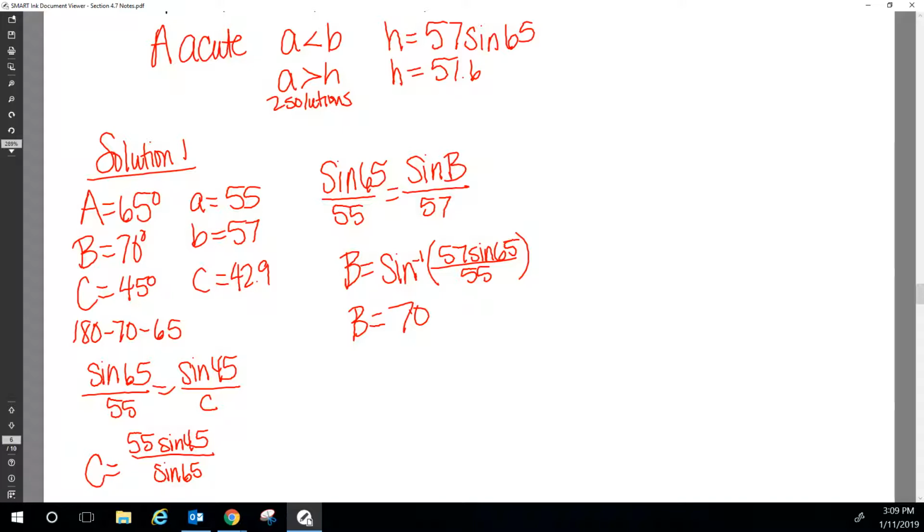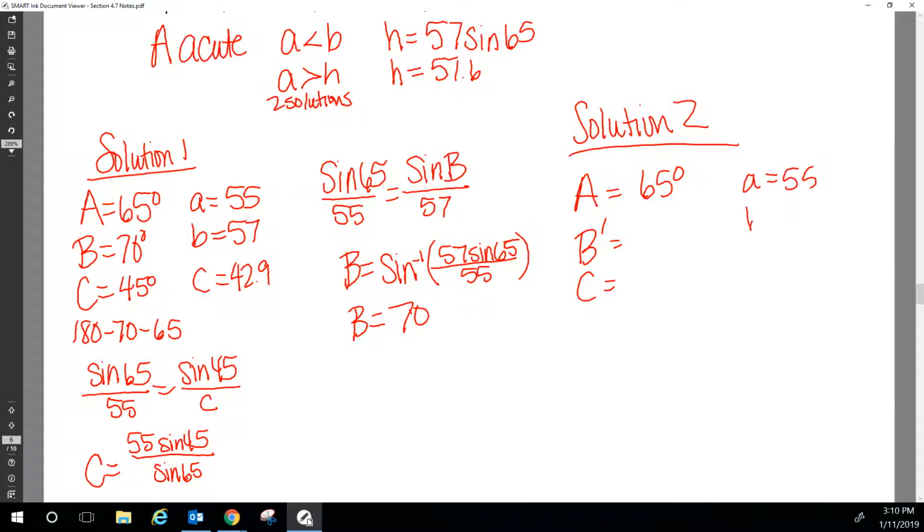All right, then we want to find solution 2, where B, which we are now calling B prime, is an obtuse angle. So A is still 65 degrees, little a is still 55, little b is still 57. But instead of using law of sines, which would get us right back to this problem, we want to find the obtuse angle. So if big B over here is 70 degrees, I'm going to subtract it from 180 to get B prime being 110. 180 minus 70 is 110.